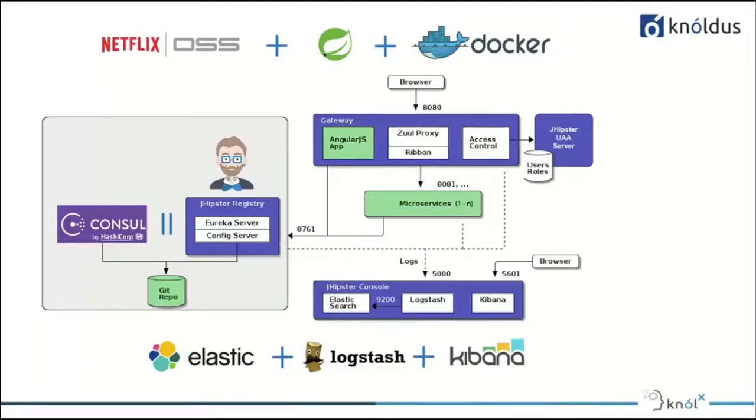And then Git repo, it represents how our registry is going to act. So for the starting, JHipster also provides us the JHipster registry sample, which we are going to use in our demo.